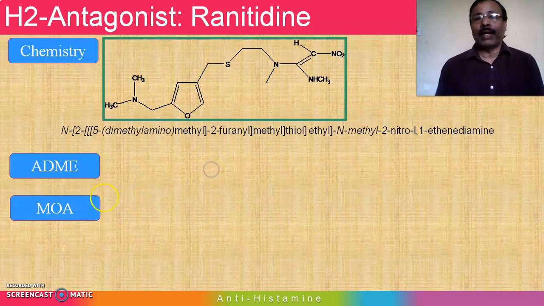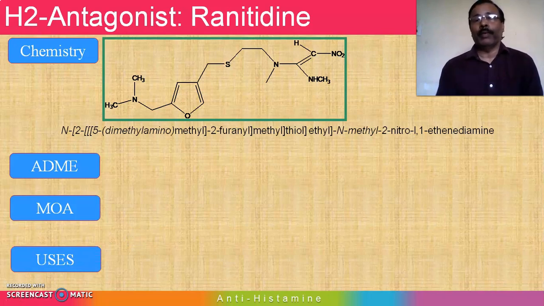Now the mechanism of action related with ranitidine is, again, that it is an H2 antagonist and it is 5 to 10 times more potent compared to Cimetidine. Now check out the uses of ranitidine. Ranitidine is given in combination with a macrolide antibiotic, that is clarithromycin, to treat patients with active duodenal ulcer which is associated with H. pylori infection. So ranitidine can be helpful to eradicate H. pylori and ultimately reduce the risk of duodenal ulcer.